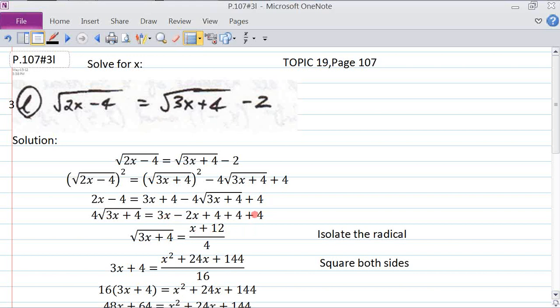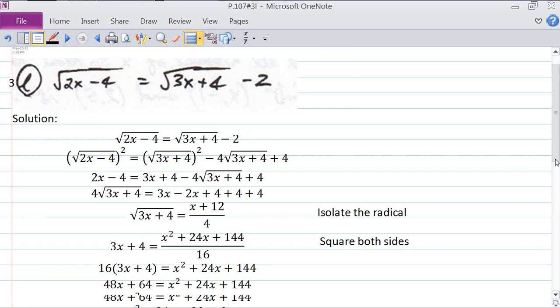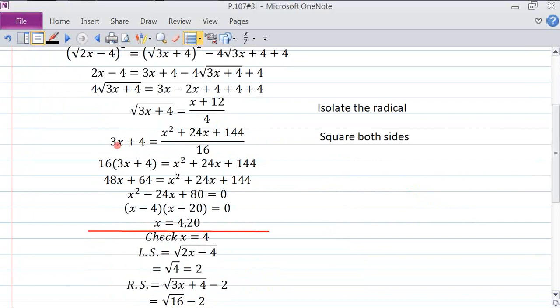So I've got x plus 12 on this side. I divide both sides by 4, and I get the root of 3x plus 4. I divide this side by 4, and I get x plus 12 over 4. So I've isolated the radical again, and now I'm going to square both sides.